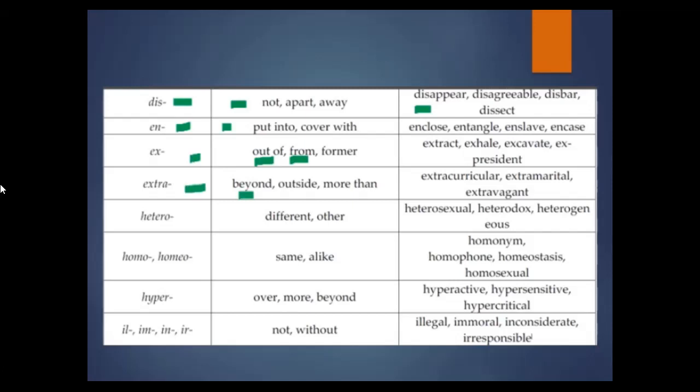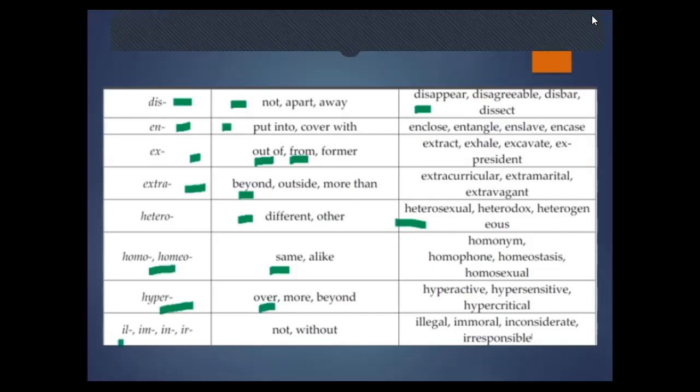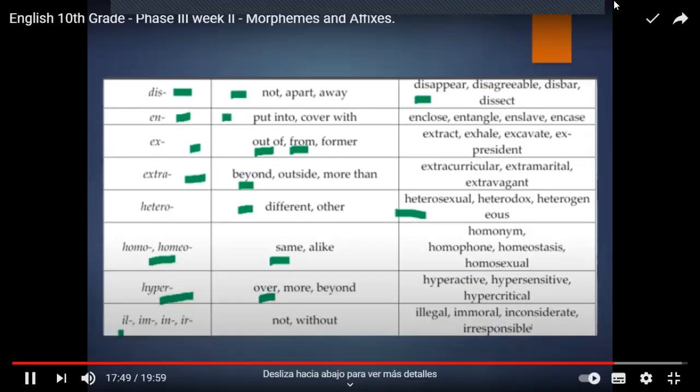Then you have extra-, means beyond, outside, more than: extracurricular, extramural, extravagant. Then we have hetero-, different or other: heterosexual, heterodox, heterogeneous. Homo-, homeo-, same or alike. You can find it in words like homonym, homophone, homeostasis, or homosexual. Hyper-, over, more, beyond: hyperactive, hypersensitive, hypercritical. And finally, we have il-, im-, in-, ir-. All of them mean not or without. And you can find it in words like illegal, immoral, inconsiderate, and irresponsible.